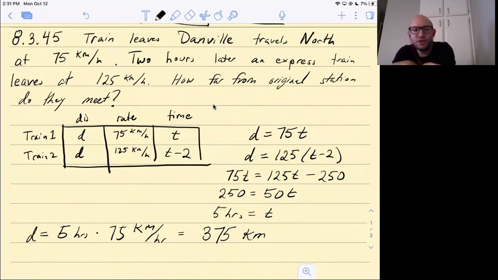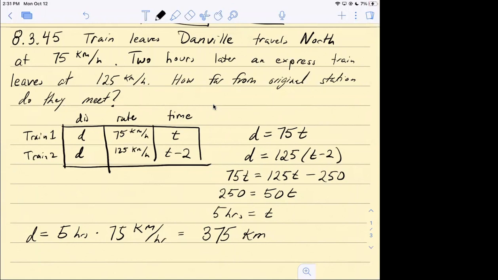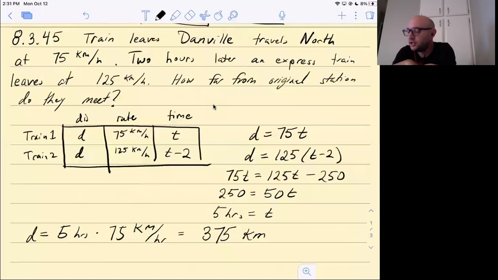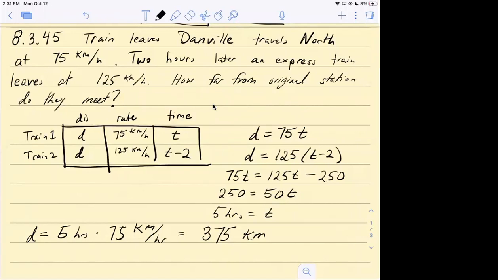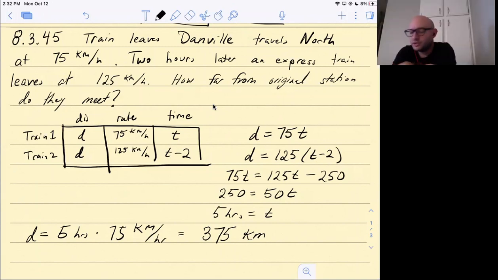So let me ask a few questions. When the second train starts to move, what's the head start that the first train has on the second train? Two hours. Nice. In terms of distance, how far away is it? It ran for 2 hours. Nice. It will be 150 kilometers, right? Okay, so it's 150 kilometers away.